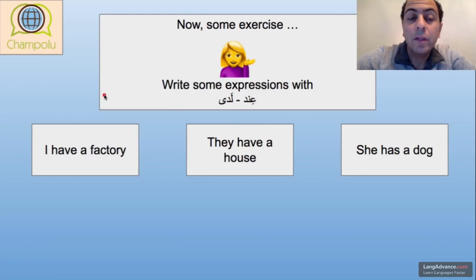Now we have seen a lot of examples, so it's time for you to do some exercise. I think it would be very helpful if you try to form sentences from the examples we have shown earlier. So make up sentences like I have a factory, they have a house, she has a dog, or any combinations from what we have seen before.